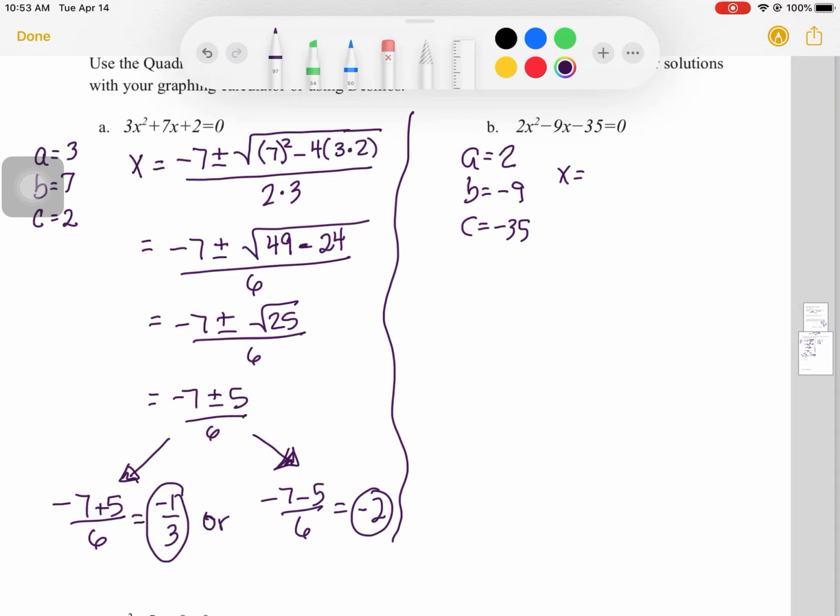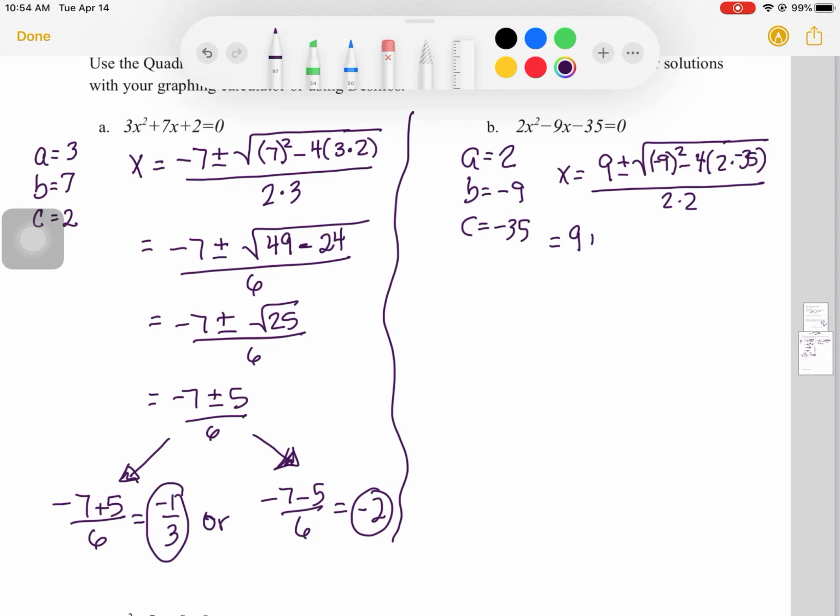I'm going to write out my formula. So x equals, now I need the opposite of B. The opposite of negative 9 is 9. Plus or minus the square root of, now I go back to what B is. B is negative 9, so I go negative 9 in parentheses squared minus 4 times 2 times negative 35, all over 2 times 2. And I can start my simplifying now.